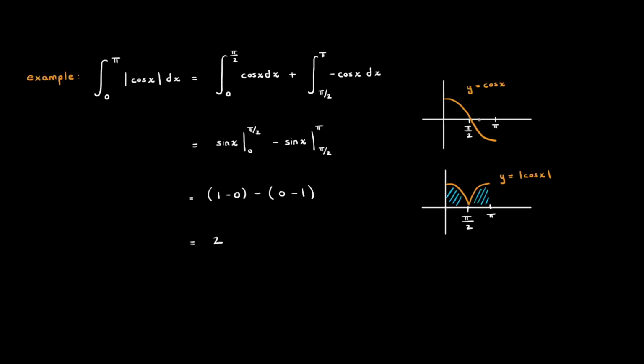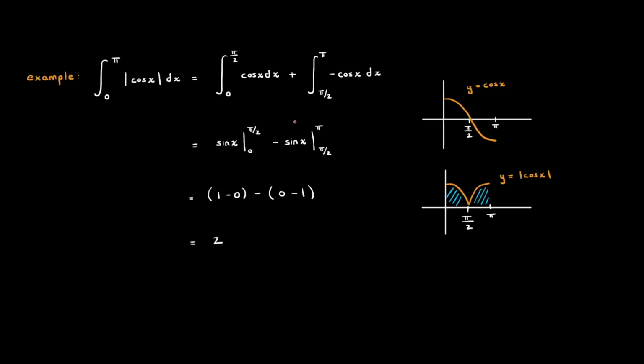Now on this other interval from pi over 2 to pi, cosine is giving negative output. So what's the absolute value of a negative number? Well, you can drop the absolute value as long as you multiply by a minus sign. And so on this interval, we have to integrate minus cosine x dx. And so now we can just go ahead and evaluate each definite integral here and add up the results.